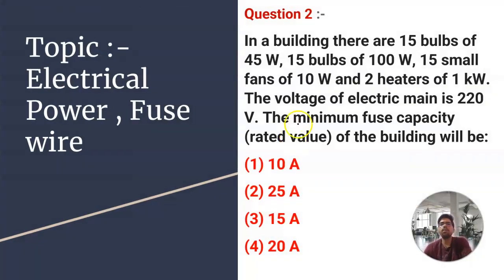In a building, there are 15 bulbs of 45 watt, 15 bulbs of 100 watt, 15 small fans of 10 watt, and 2 heaters. The voltage of the electric mains is given as 220 volt. Electric mains, from where is the electricity coming to your home?